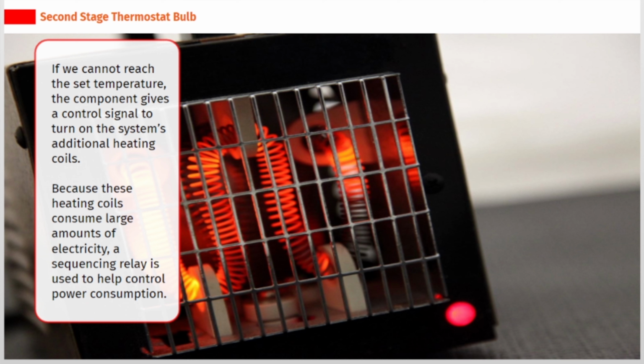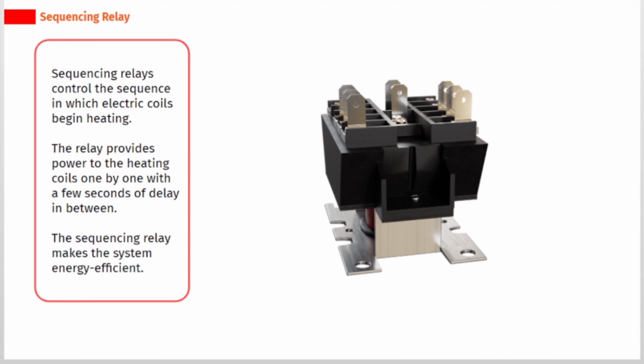coils. Because these heating coils consume large amounts of electricity, a sequencing relay is used to help control power consumption. Sequencing relays control the sequence in which electric coils begin heating. The relay provides power to the heating coils one by one with a few seconds of delay in between. The sequencing relay makes the system energy efficient.